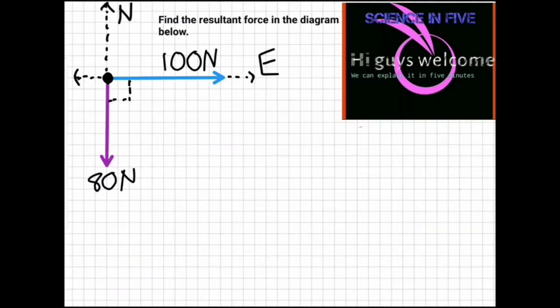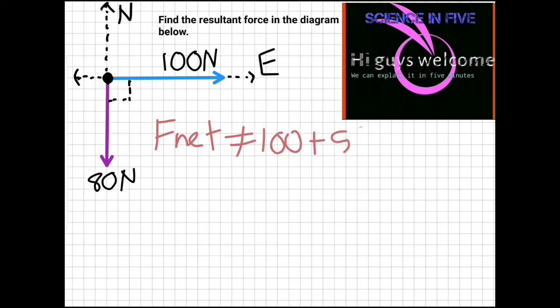So, in the diagram below, we are asked to calculate the resultant force. We can clearly see that these vectors are perpendicular to each other. Okay, so what does this mean? Well, we can already tell that the resultant force, F net, is not going to be equal to 100 plus 80. Why? Because these vectors are not going in the same direction. If the force vectors had been going in the same direction, we would have added them.